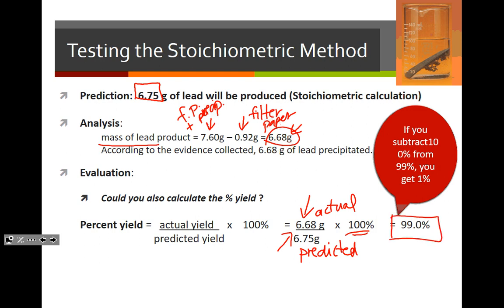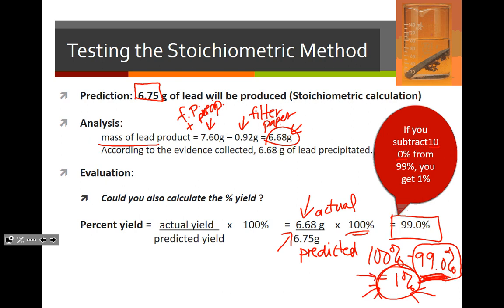Now, here's the easy way of looking at percent difference, the amount that was missed. Just take 100% minus 99%, and you get 1%. So you can use that fancy formula from the previous slide, or you can just say, if this is my percent yield, the amount that I collected, what is the percent of the amount not collected? Well, it's the difference between the 99% and 100, which is 1%. So this is the shortcut way of finding percent difference.